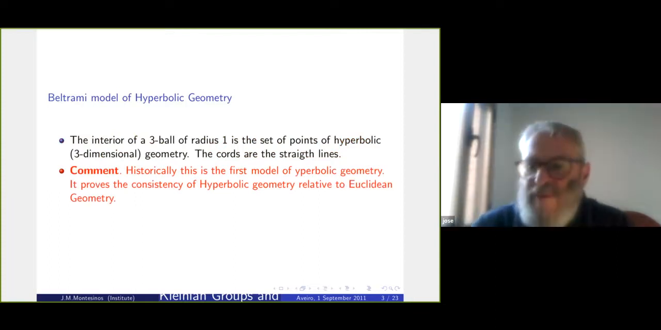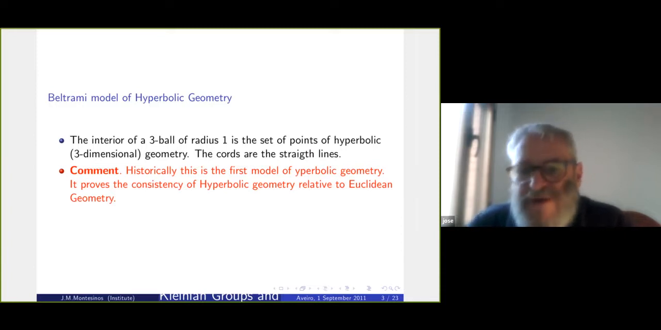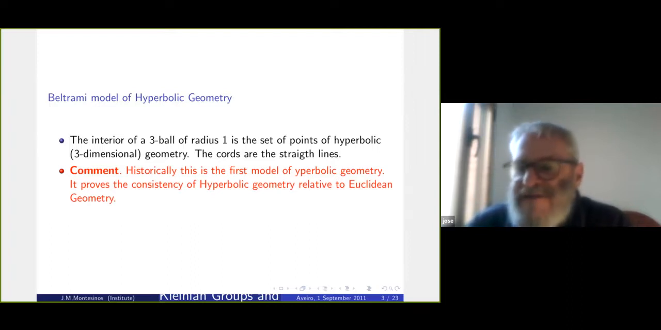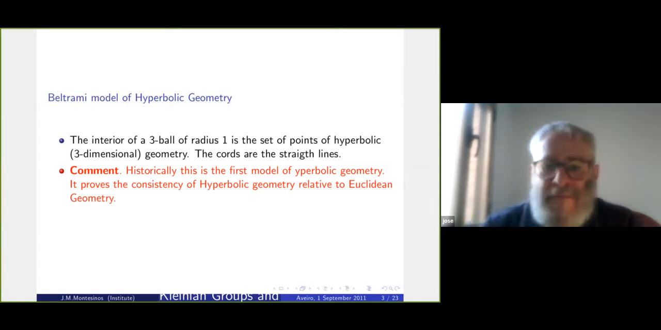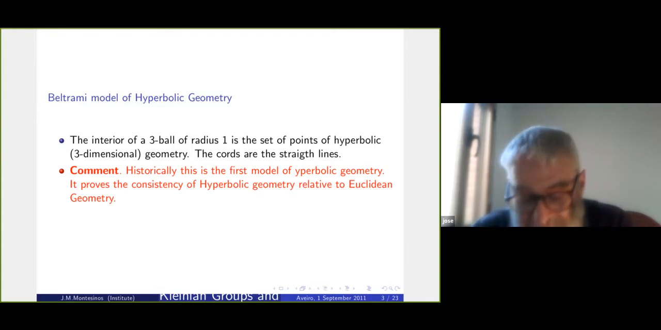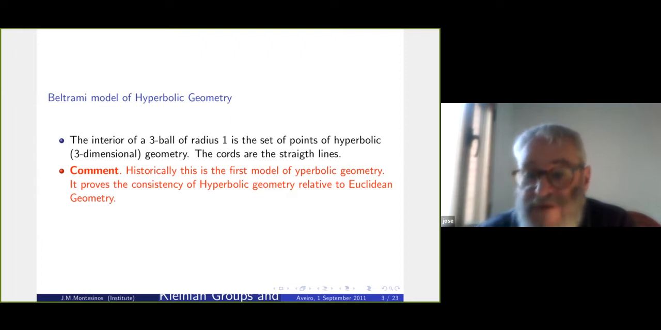It's the interior of a ball of radius 1. So this is the set of points of hyperbolic geometry of dimension 3. You have to imagine this ball of radius 1. The chords are the straight lines in this geometry, the chords without the endpoints, which are points at infinity. With this, the hyperbolic geometry becomes consistent relative to Euclidean geometry.